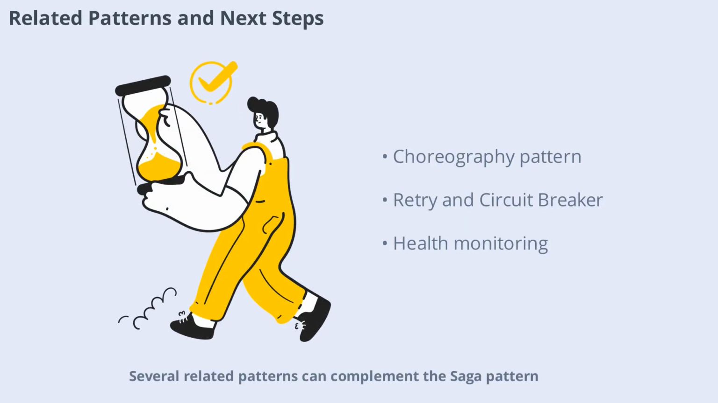Several related patterns can complement the SAGA pattern. The choreography pattern lets each component decide its workflow. The compensating transaction pattern undoes work if steps fail. The retry pattern helps handle transient failures, and the circuit breaker pattern improves stability by managing faults. Health endpoint monitoring ensures your services are running correctly. Exploring these patterns will deepen your understanding of building resilient distributed systems.